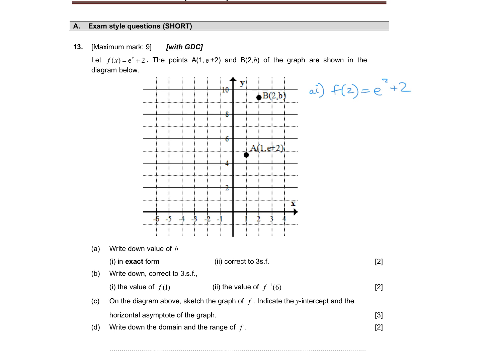So if we do that in the graphing calculator, you get the value 9.34. Okay, 9.34 to 3 significant figures. Write down, correct to 3 significant figures, the value of f at 1. So for BI, that's double I, f at 1 is e to the 1 plus 2. So, yep, just in the calculator, e to the 1 plus 2 is going to be 4.72.